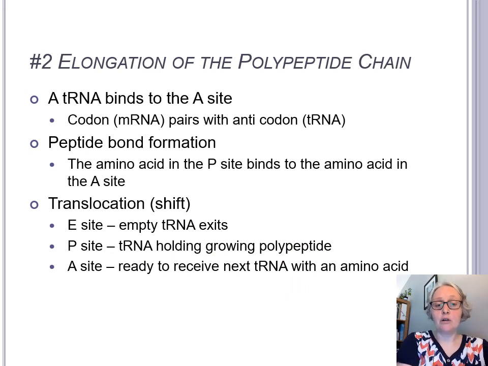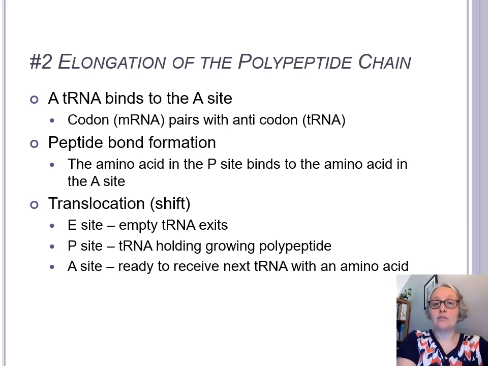From here we go to elongation. A tRNA molecule holding a single amino acid will bind to the A site. This is where the codon will pair up with the anticodon. A peptide bond will be formed. The amino acid in the P site will bind to the amino acid in the A site. Then there will be a translocation. It's a fancy word to just say the entire molecule will shift.